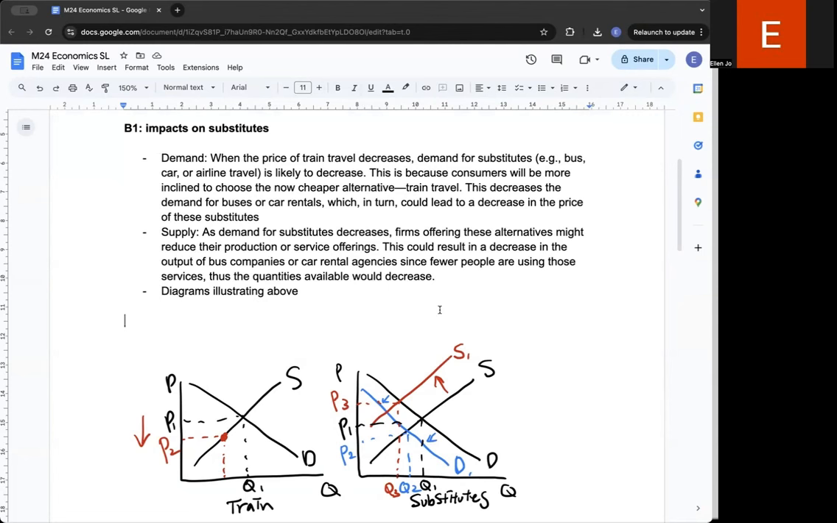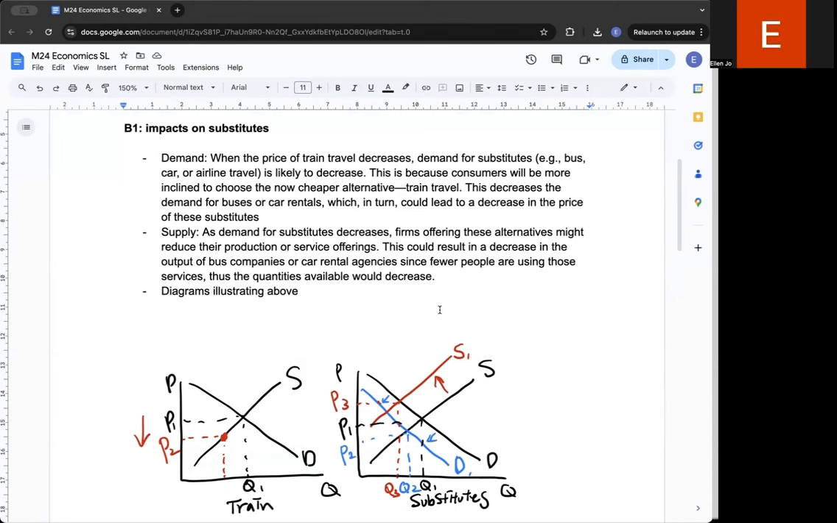First, from the demand side, when the price of train travel decreases, demand for substitutes, such as bus, car, or airline travel, is likely to decrease. This is because consumers will be more inclined to choose the cheaper alternative, which is train travel. Therefore, it's going to decrease the demand for buses or car rentals, etc. Therefore, the price of these substitutes would decrease.